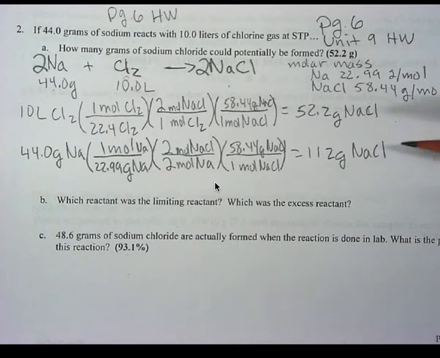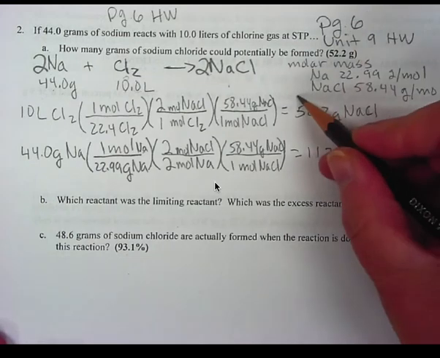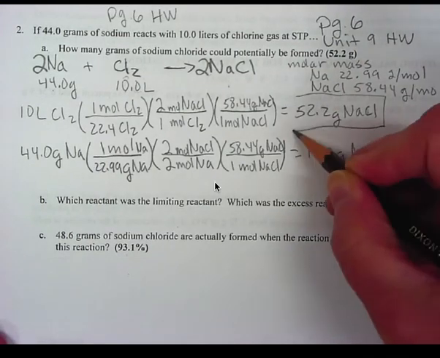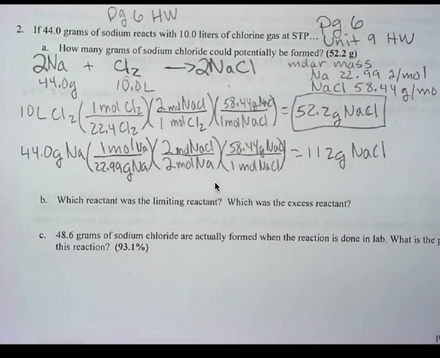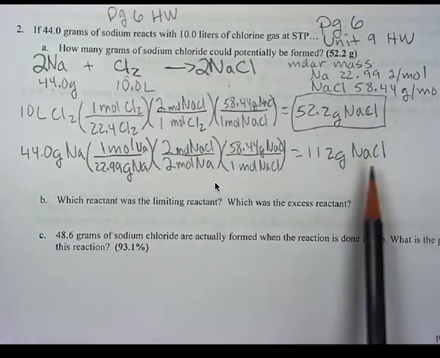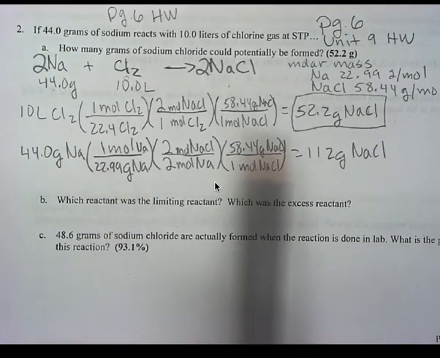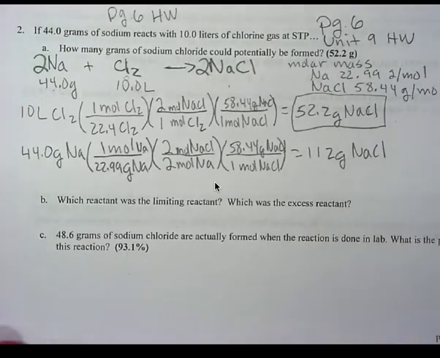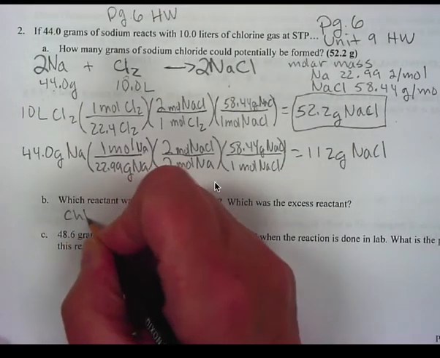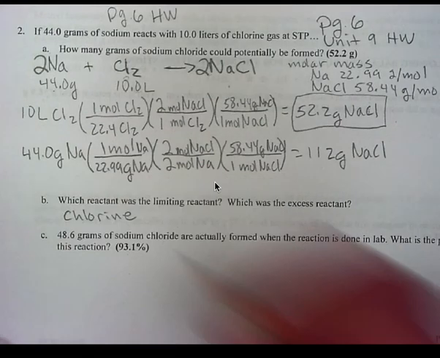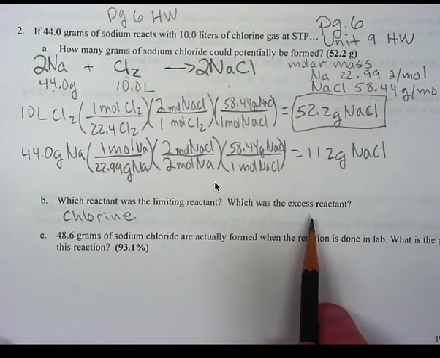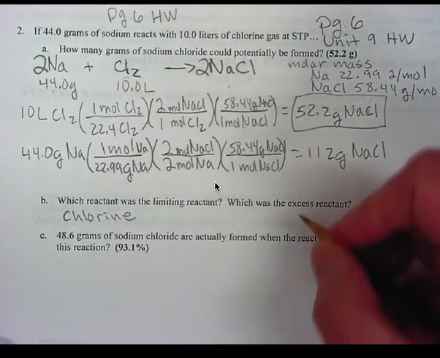So I'm limited by the smaller number. This is the amount of sodium chloride I could produce. That means sodium is present in excess. There's extra. So chlorine is my limiting reagent, and the one in excess is sodium.